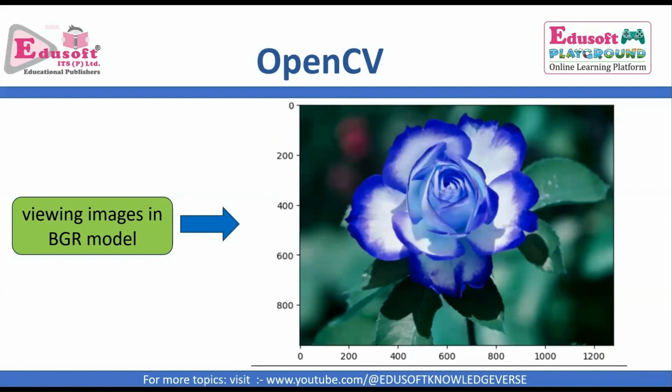Before this, here, this is the BGR model, that is blue, green, and red model. So OpenCV actually shows its images in BGR model instead of the actual RGB model.